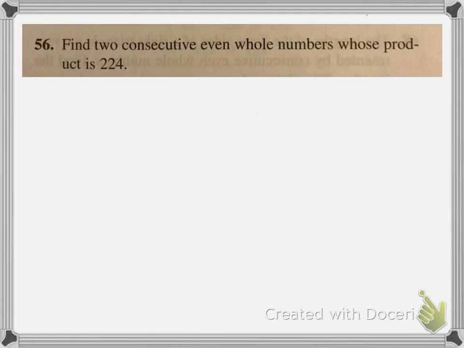So I want us to focus on this part right here first, whose product is 224. What is happening between those two numbers to get a product? What are you doing to get a product? Multiplying, okay? So if I took X and I multiplied it times Y, I would get 224. That's what that's saying right there. Find two consecutive even whole numbers whose product is 224. Now I want us to focus on two consecutive.